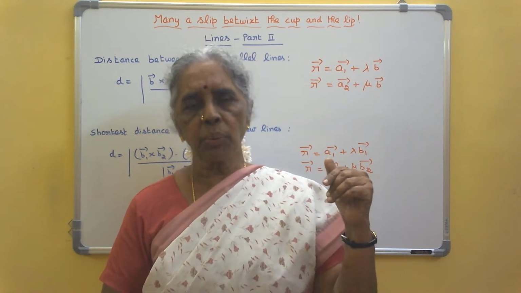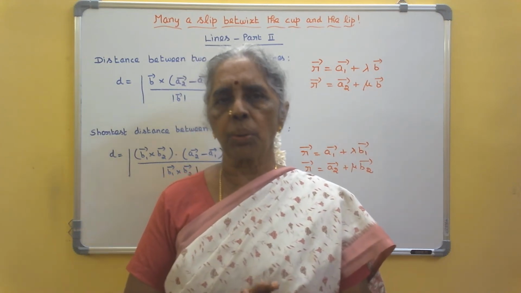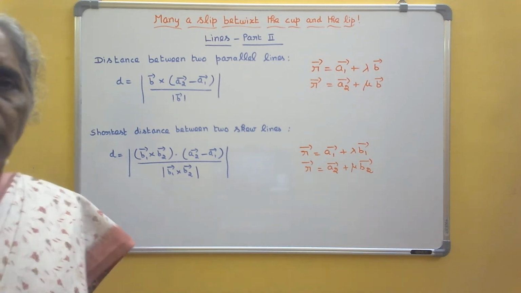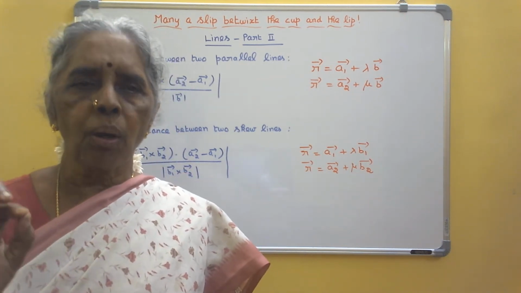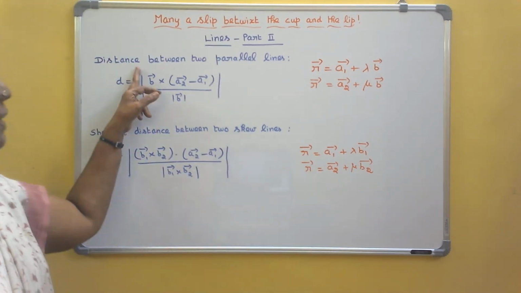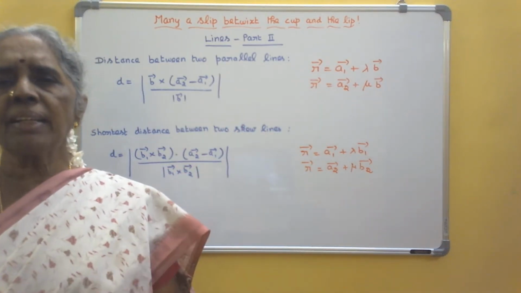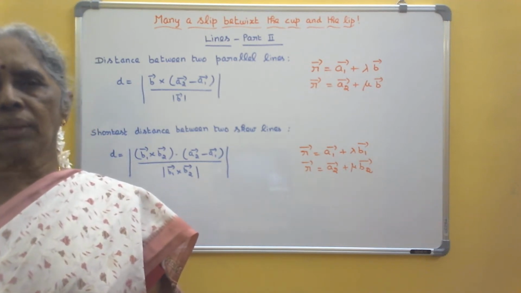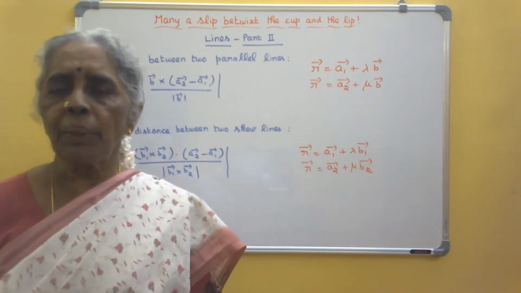Now let us move on to the important formulae. Next two important formulae I will now teach you. One is the distance between two parallel lines. When you consider two parallel lines, the distance between them will always be equal, isn't it? At every place they will be equal. So, distance between them. First let us consider the line equations. R vector is equal to A1 vector plus lambda B vector. Another line, R vector is equal to A2 vector plus mu B vector.